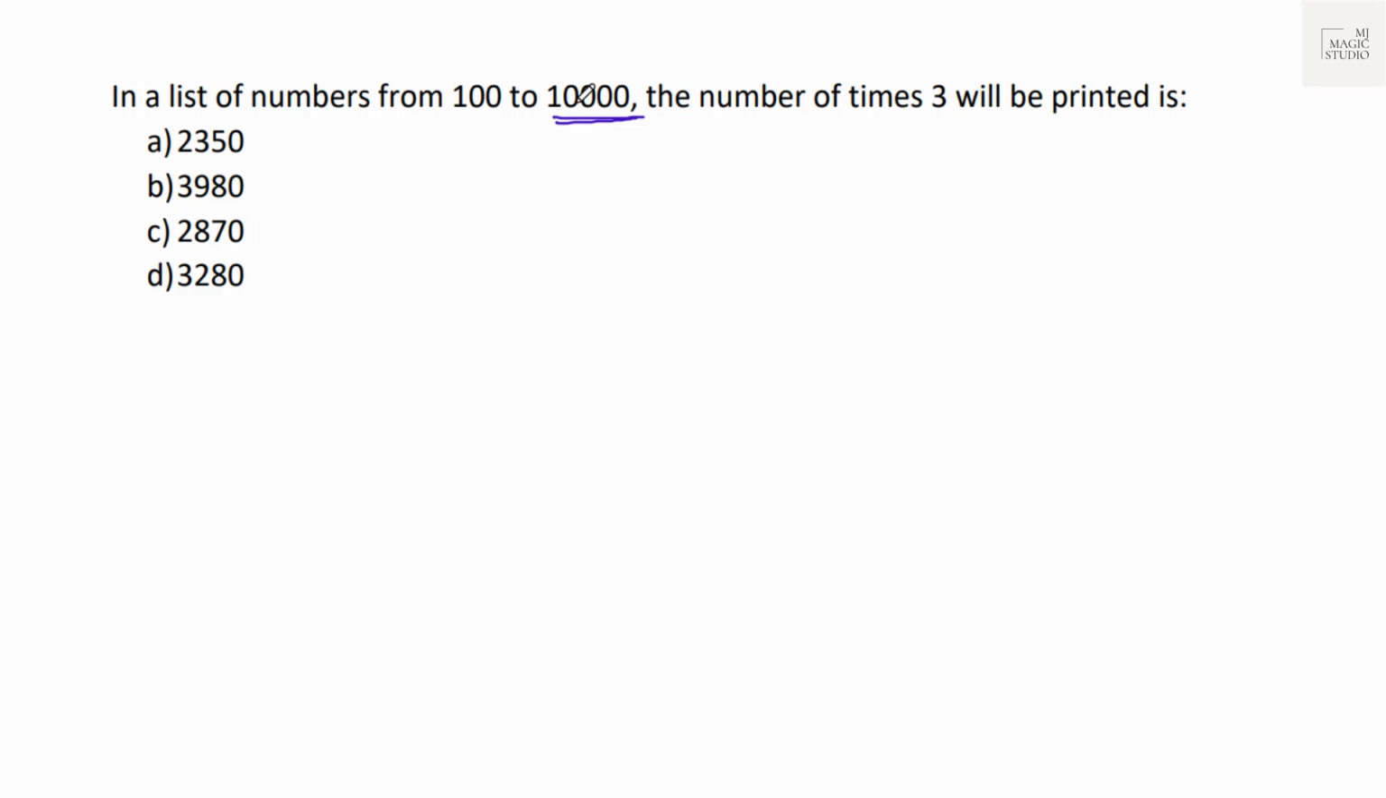Count the number of zeros, 1, 2, 3, 4. Multiply with this 10,000, and divide by the base of our number system, that is 10. The result is 4,000. From 1 to 10,000, any digit from 1 to 9 will occur 4,000 times if you are writing from 1 to 10,000. Any digit. It is not about the 3 only. Digit 5 will also occur 4,000 times. Digit 6 will also occur 4,000 times. So they will occur 4,000 times.